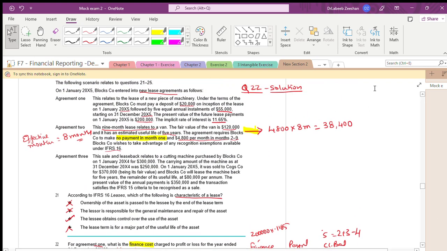Now, how many quarters will be there for them? They have taken only for how many months? The lease is for 9 months. Is it right? Then what do we have to do? How much do we have to take? We will take 8 months only.